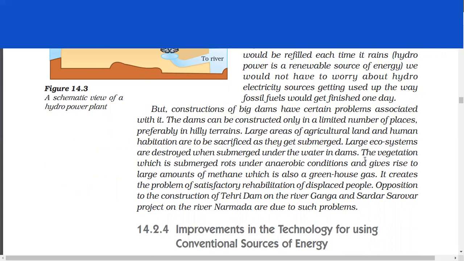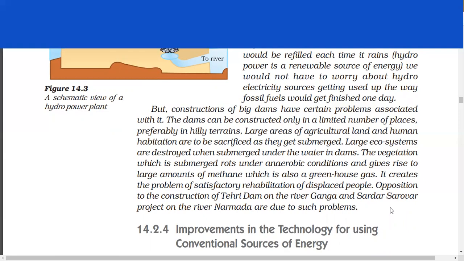Large areas of agricultural land and human habitation are to be sacrificed as they get submerged. Large ecosystems are destroyed when submerged under the water in dams. The vegetation which is submerged rots under anaerobic conditions and gives rise to large amounts of methane, which is also a greenhouse gas. It creates a problem of satisfactory rehabilitation of displaced people.